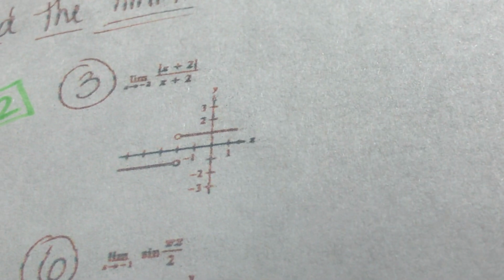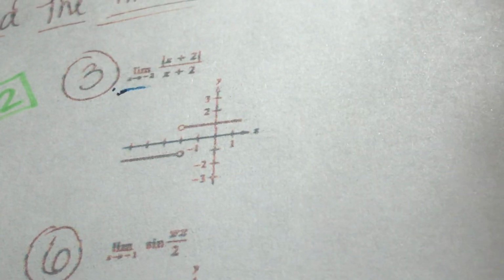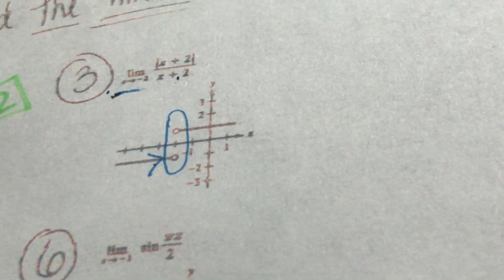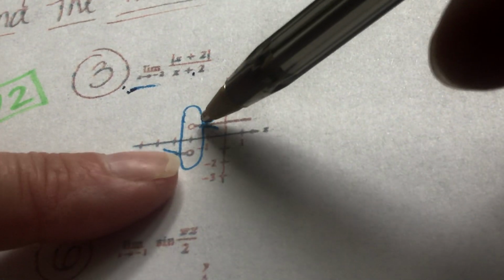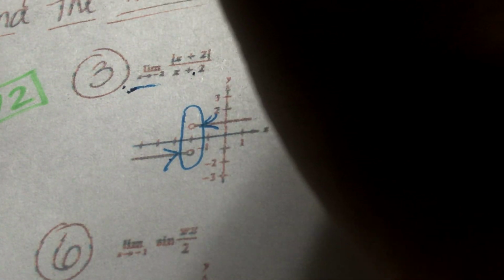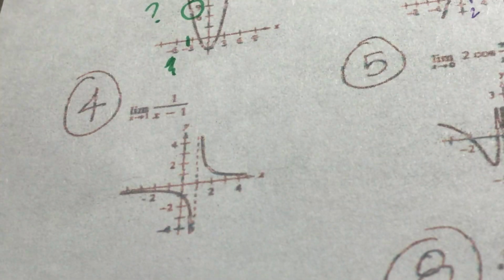Number 3. So number 3 is the limit as x approaches -2. Again, we can't plug in that -2 because it would make the denominator 0. So we want to look on the graph. On the graph, it's right here. Here's approaching from the left, and this is approaching from the right. Obviously, they go to 2 different values. So if they come to 2 different values, the limit does not exist. That is not O-N-E, that is D-N-E, does not exist.